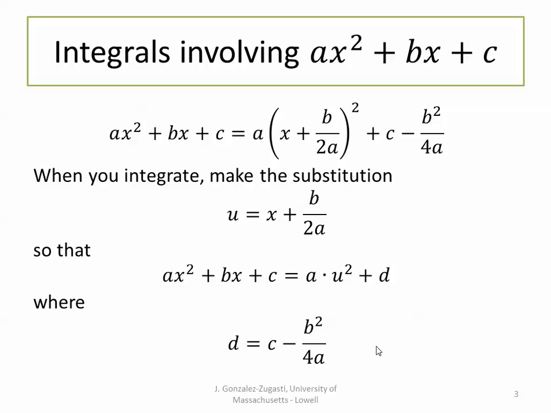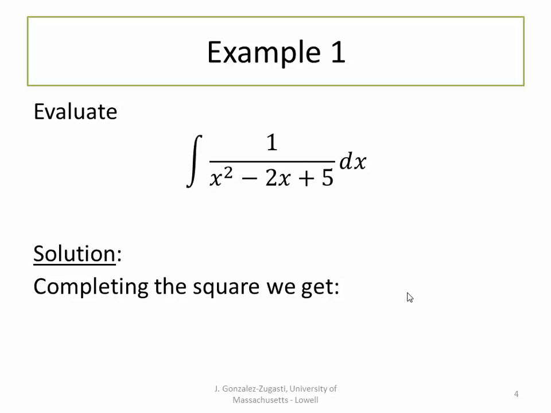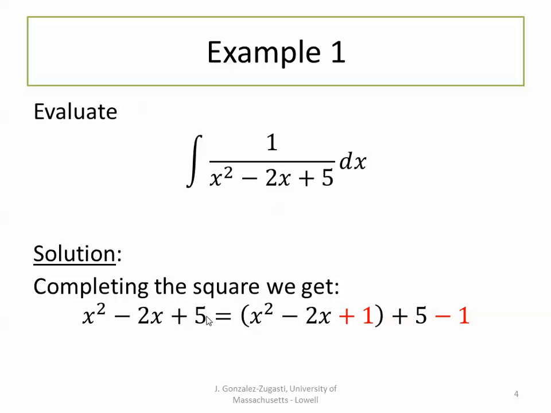Alright, so let's see how this is going to work. In this example, let's integrate 1 over x squared minus 2x plus 5. The first thing we're going to do is complete the square of x squared minus 2x plus 5. To do that, I take this negative 2 and I add on half of that squared. Half of negative 2 is negative 1. When I square it, I get 1. So I'm going to add on 1 here.